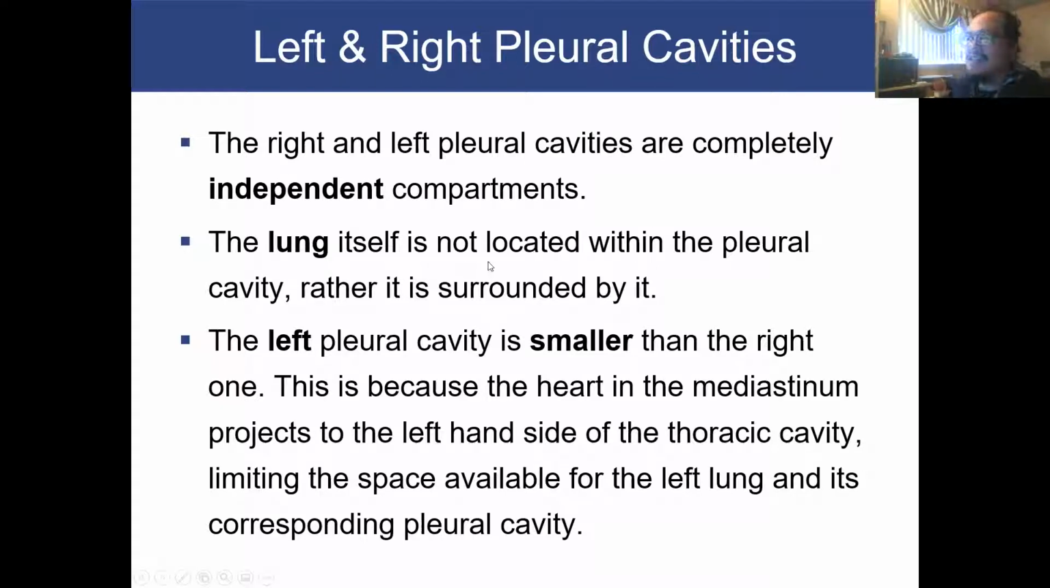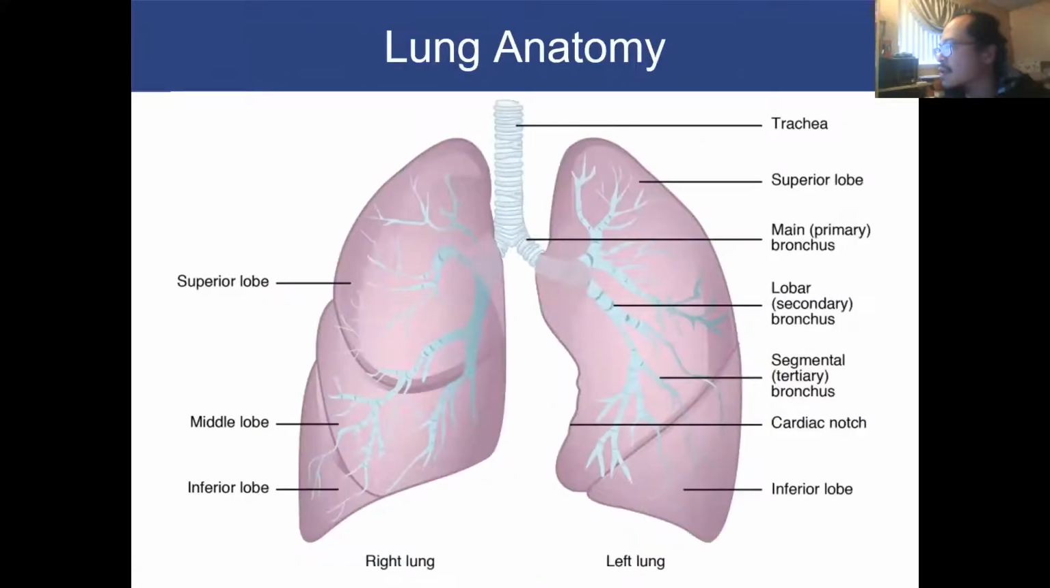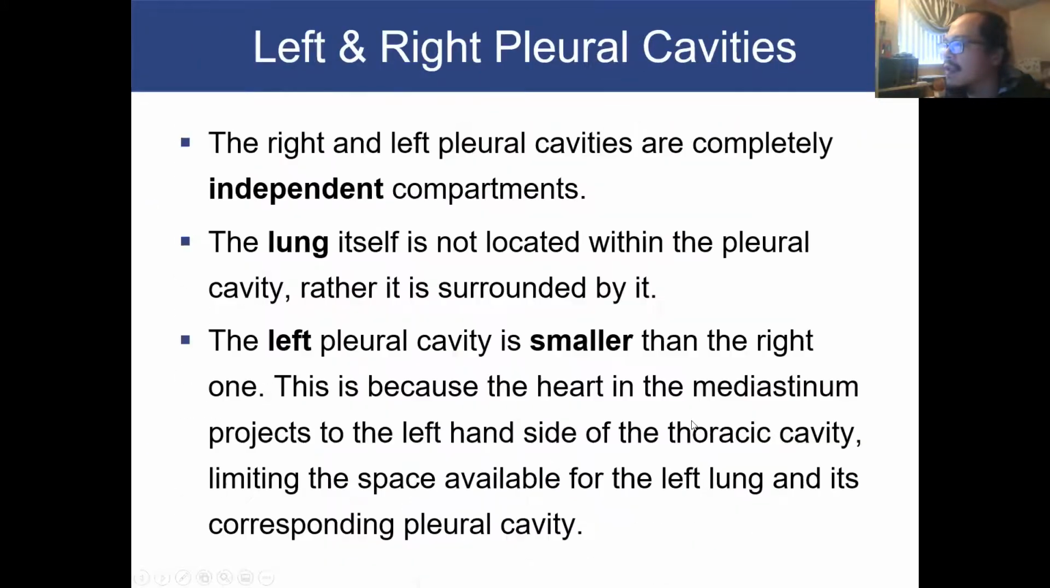The lung is not in that cavity, right? That cavity is a continuous membrane, and that is surrounding the lung. Left pleural cavity is smaller because left lung is smaller because there is a heart, and the smaller part is called the cardiac notch right here, right? This is the cardiac notch. So left side is smaller, and so that's that.